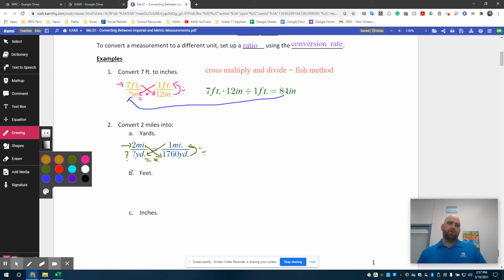Now you might wonder why I call it the fish method. We start here, and you'll notice that we form a kind of fish. That's why I call it the fish method. It's maybe another way of remembering it.